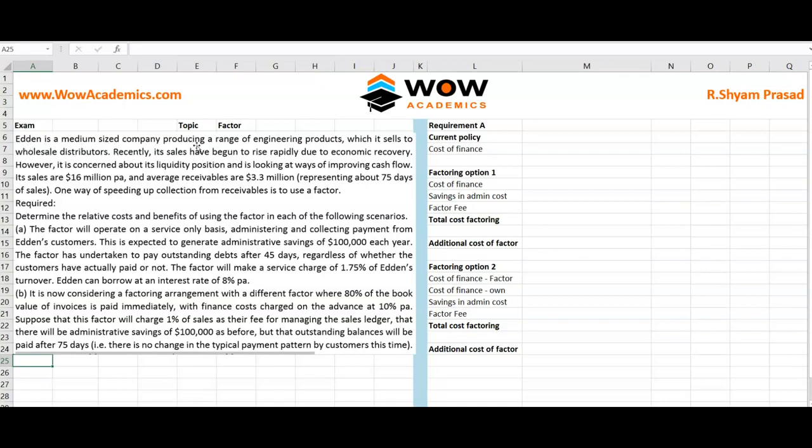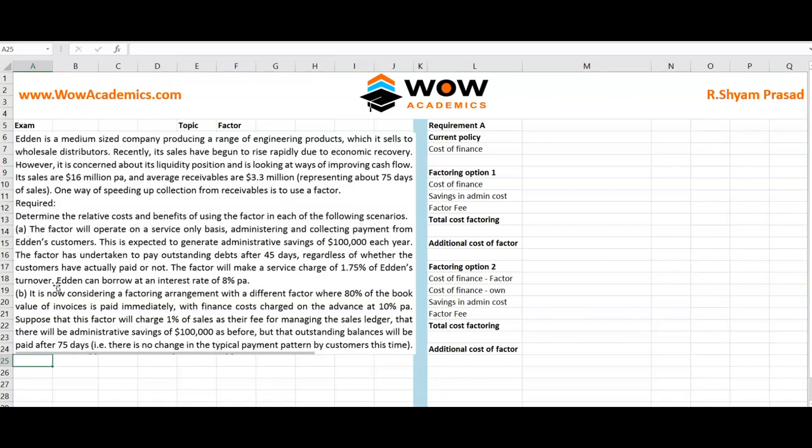Eden is a medium-sized company producing a range of engineering products which it sells to wholesale distributors. Its sales have recently begun to rise rapidly due to economic recovery. However, it is concerned about its liquidity position and is looking at ways of improving cash flow. Its sales are 16 million per annum and the average receivables are 3.3 million, representing about 75 days of sales. One way of speeding up the collection process from receivables is to use a factor. So determine the relative cost and benefit of using the factor in each of the following scenarios.